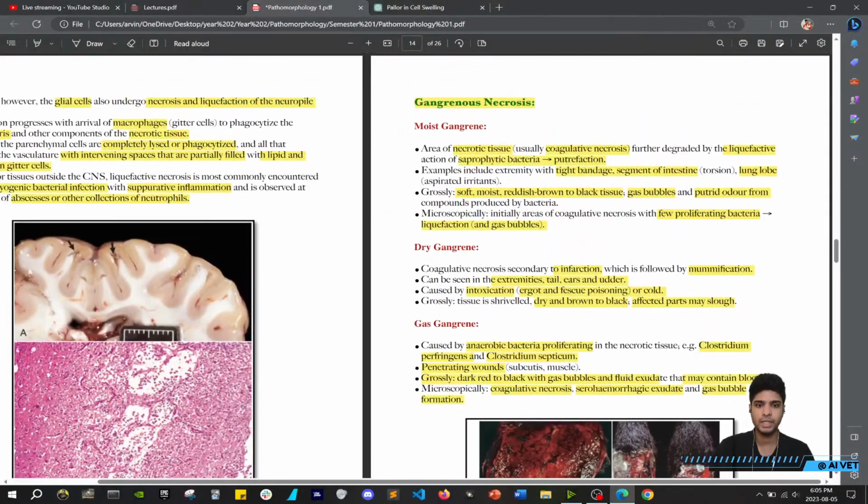So that's it, guys, for today. Dry gangrene is ergot, and this is caused by a plant basically. Gas gangrene is anaerobic, and moist gangrene is caused by saprophytic bacteria causing putrefaction.